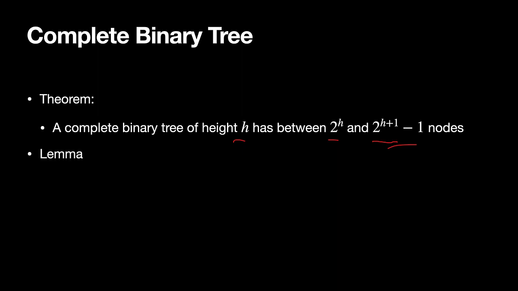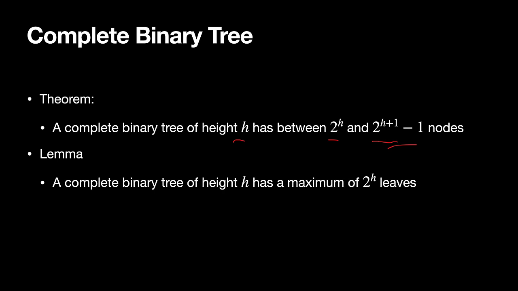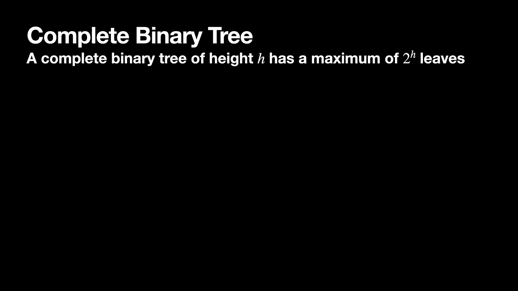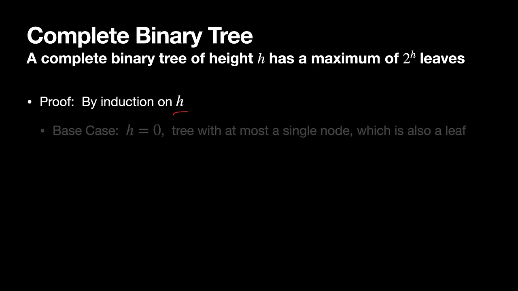There's a corresponding lemma that we can use too. The lemma is: a complete binary tree of height h has a maximum of 2 to the h leaves. We saw this by example as we were building the table, and we observed the pattern and came up with a formula based on observations, but that's a little bit short of actually conclusively proving it. So let's go ahead and work towards an actual proof. We'll do a proof by induction. I'm going to focus on just the lemma, the second part, the number of leaves.